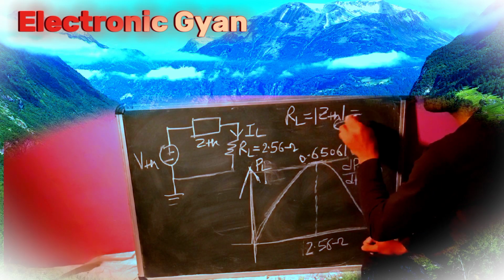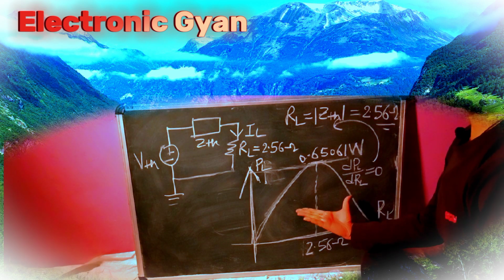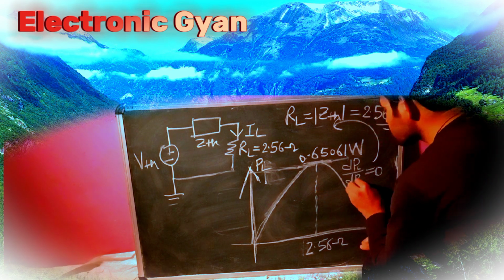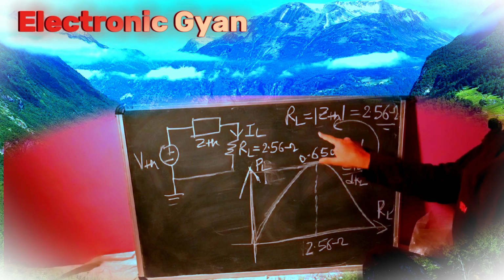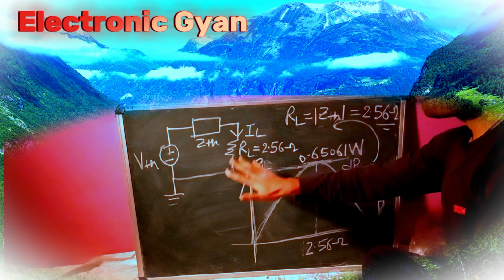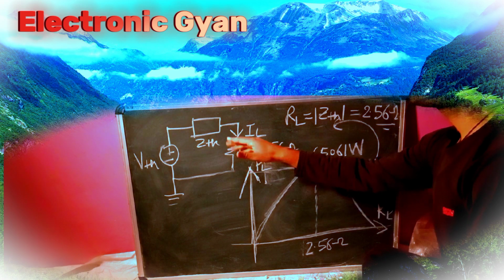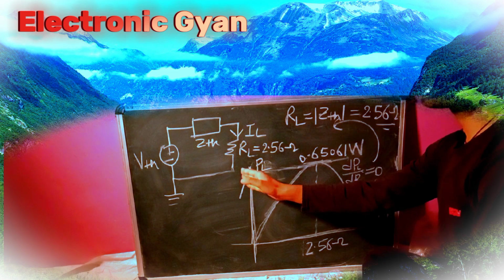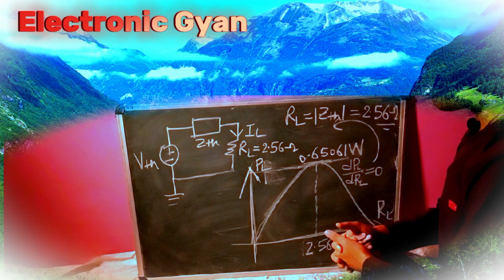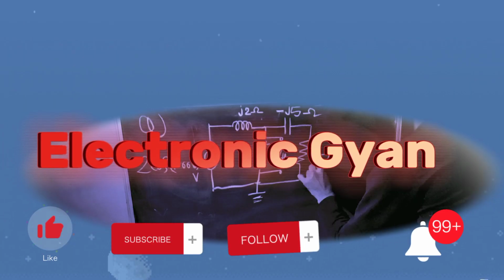By this we got the value of load resistance as 2.56 ohm. This is the main reason why we differentiate: at maximum power, where we get the peak, the slope becomes 0. So we set it to 0, by which we get the real load value equal to modulus of ZTH, the condition of load resistance for maximum power delivery through this load. That is how we can solve this problem of maximum power transfer in an AC circuit. Thank you very much.